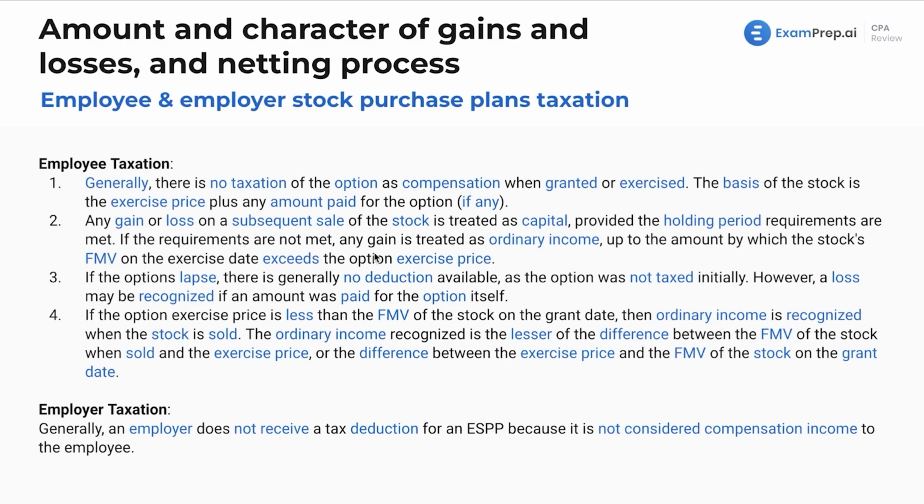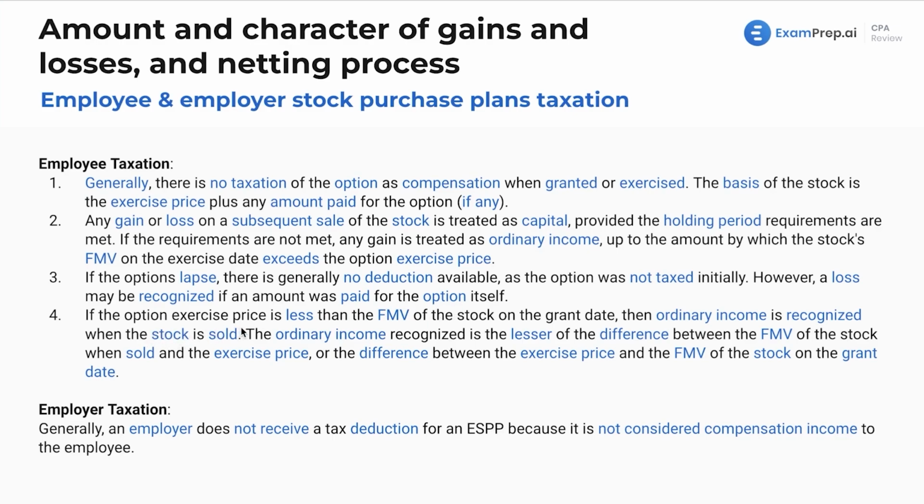If they are not met, any gain is treated as ordinary income, as we have seen throughout our examples, up to the amount by which the stock's fair market value exceeds the exercise price. Now, if the options lapse, there's generally no deduction available, as the option was not initially taxed. However, a loss may be recognized if an amount was paid for the option itself, if you have to pay, say, $1,000 in order to get into the program.